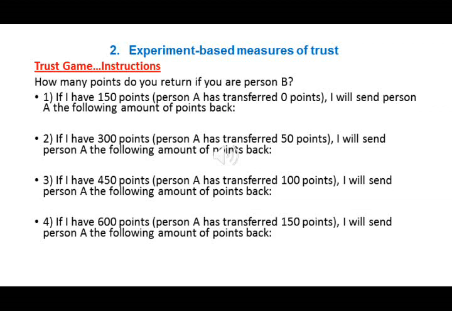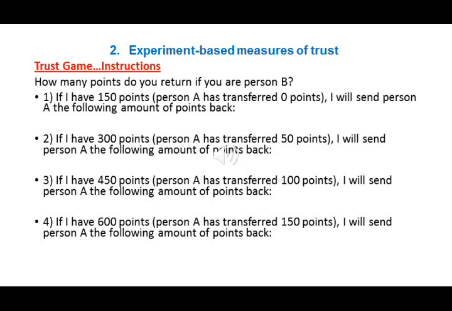The first scenario is if you have 150 points, which means that A has transferred 0 points to you. In this case, we ask him, how many points would you like to send to the other person? And he has to write it down.